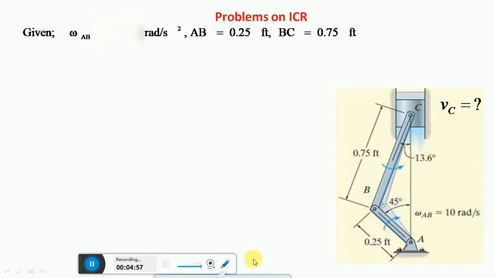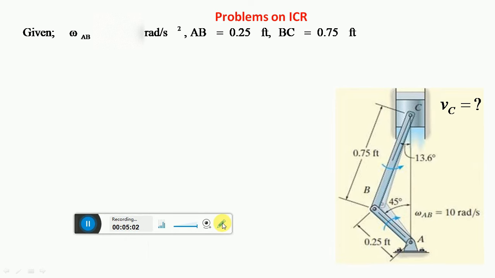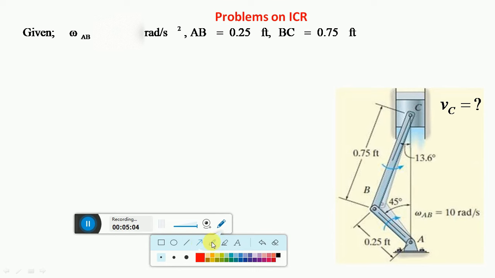For finding the I center, first we need to find the velocity directions of the different points lying on the connecting rod BC. There is a point B. You can see this point B lies on the connecting rod as well as on the crank. Since the crank is rotating in the clockwise direction, the velocity of B will be towards this direction and normal to the line joining AB, because AB is under pure rotation.